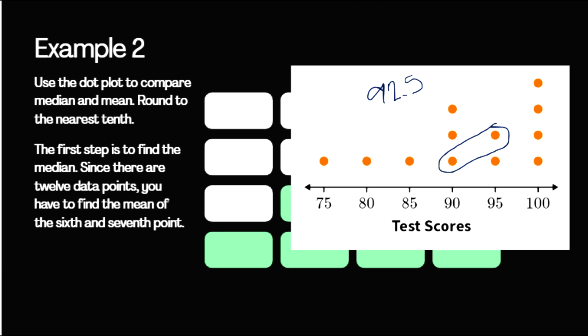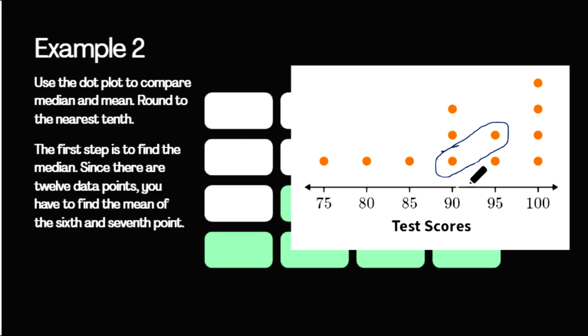Here's example number 2. Ignore all of my wrongness. Use the dot plot to compare median and mean. Round to the nearest tenth. The first step is to find the median. Since there are 12 data points, you have to find the mean of the 6th and 7th point. 12 divided by 2 is 6. 1, 2, 3, 4, 5, 6. So we take the 6th and the next one because we have an even number.